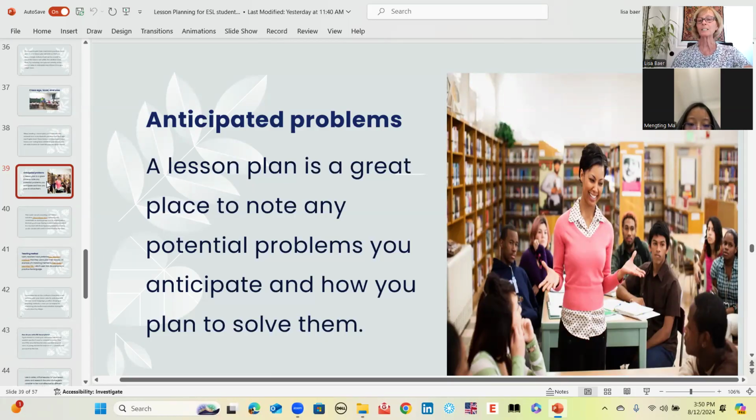If that's true and you don't get to every aspect of it, then the next day in the period that you give for review, you can add on to it. And you can give an extra little game or activity, or whatever's left over.